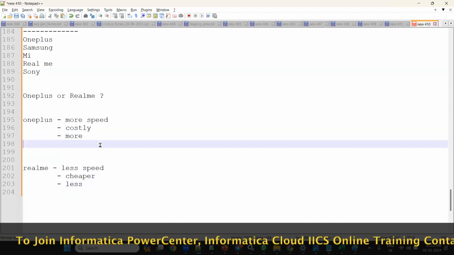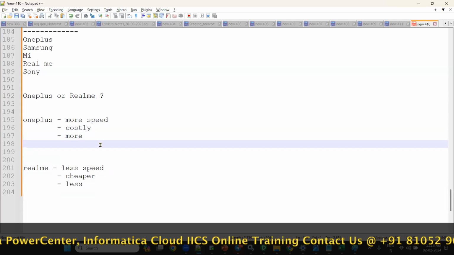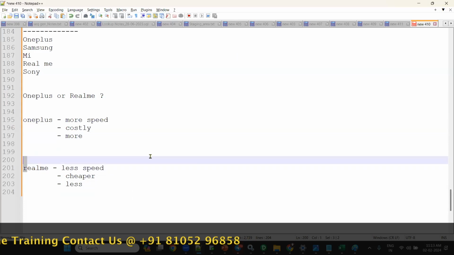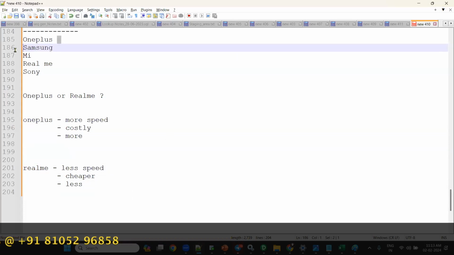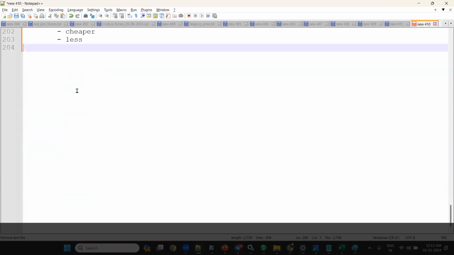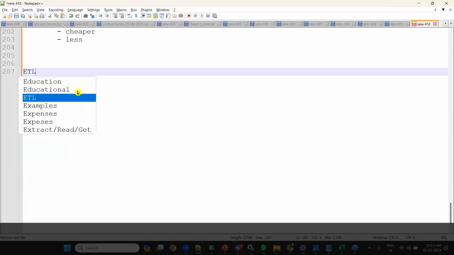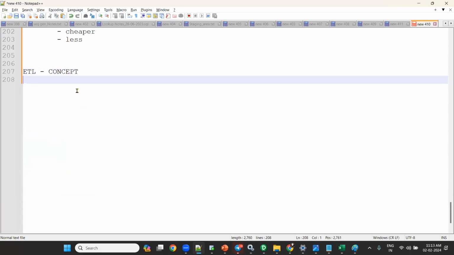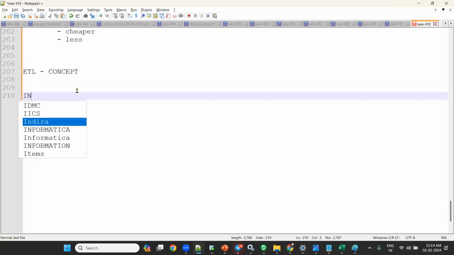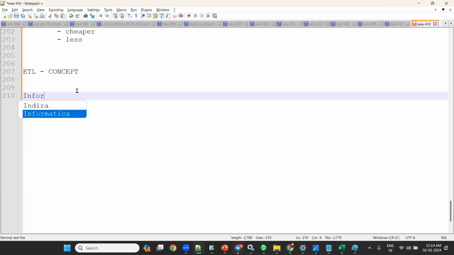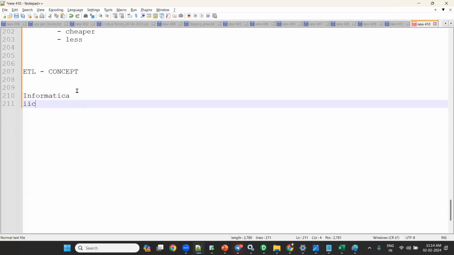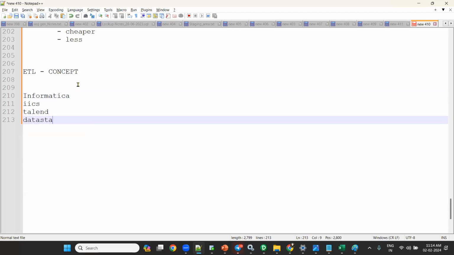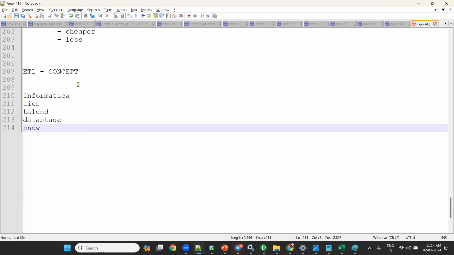It depends on person to person. Few people will like OnePlus mobile with its extra features, few people will use Realme only, few people will use Samsung only. In the same way, ETL is also a concept. ETL can be used in Informatica. The same work can be done in Informatica, IICS, Talend, DataStage, and Snowflake, but the look and feel is different.